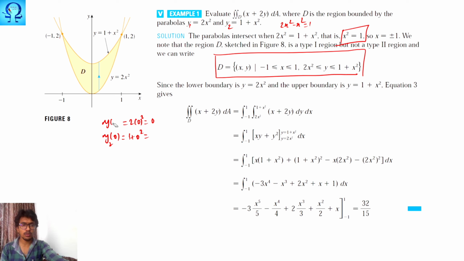Okay, once you do these things, you can very well write what your D is. So you have written down the D. So integral of x plus 2y dA is going to be integral from minus 1 to 1, integral from 2x square to 1 plus x square, and first you are integrating with respect to y.